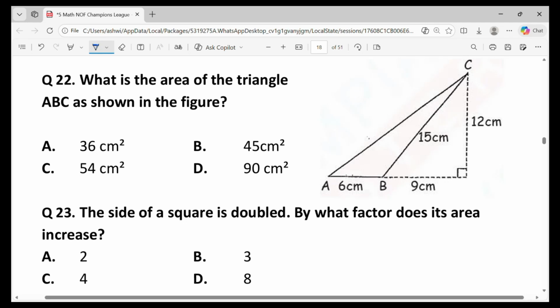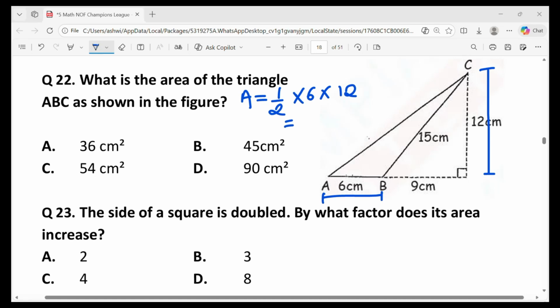Question 22. What is the area of triangle ABC as shown in the figure? From the figure, we can see that the base of the triangle is AB and the height of the triangle is from C down here, that is 12. Area of a triangle is equal to 1 by 2 base into height. That gives us A is equal to 1 by 2 base, that is 6, and height, that is 12. That gives us 36. That is option A, 36 centimeter square.